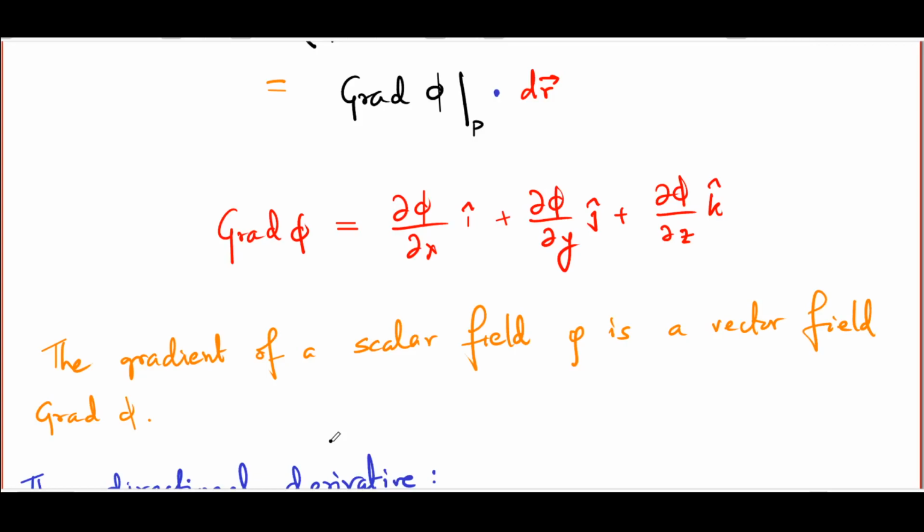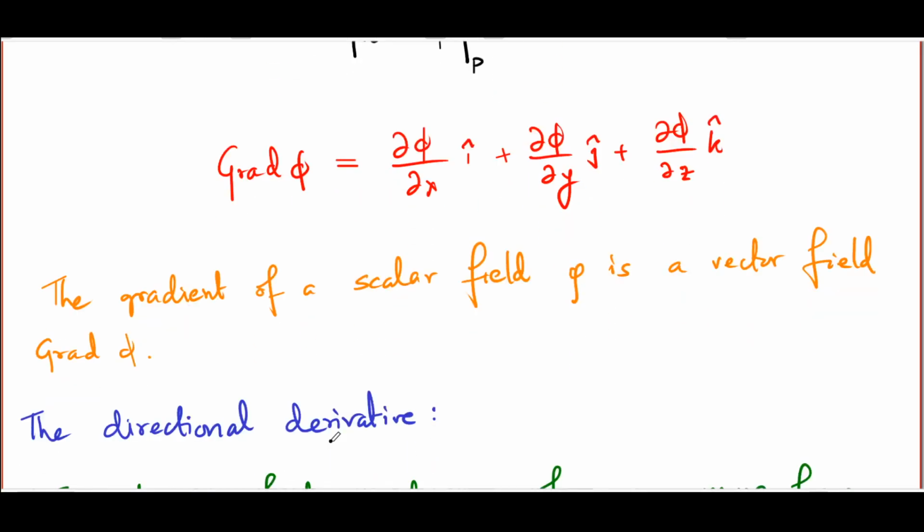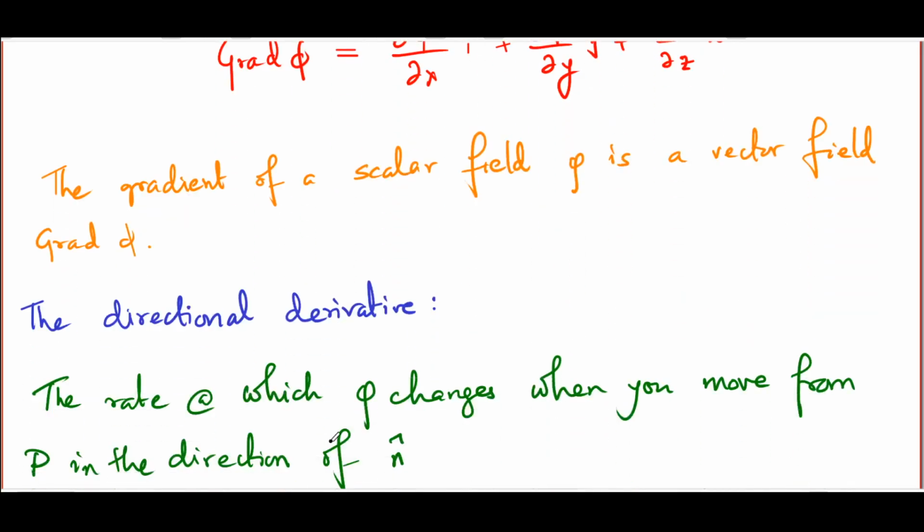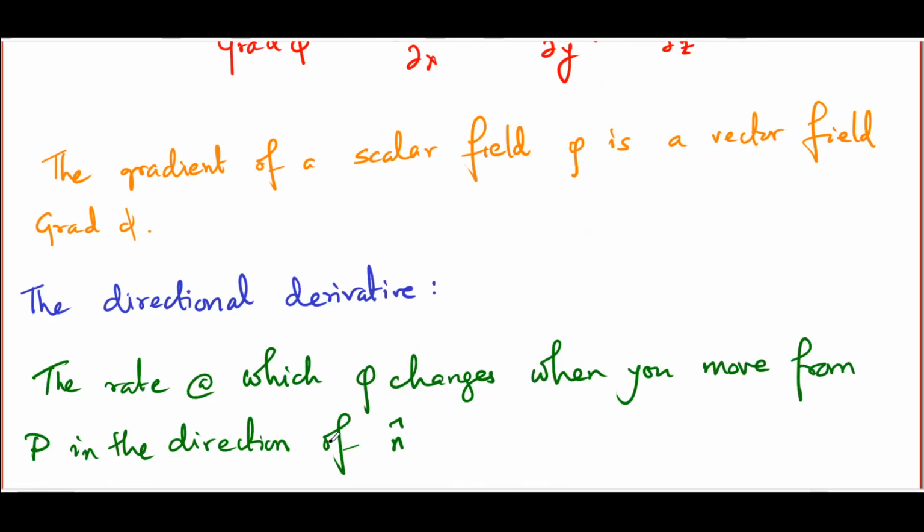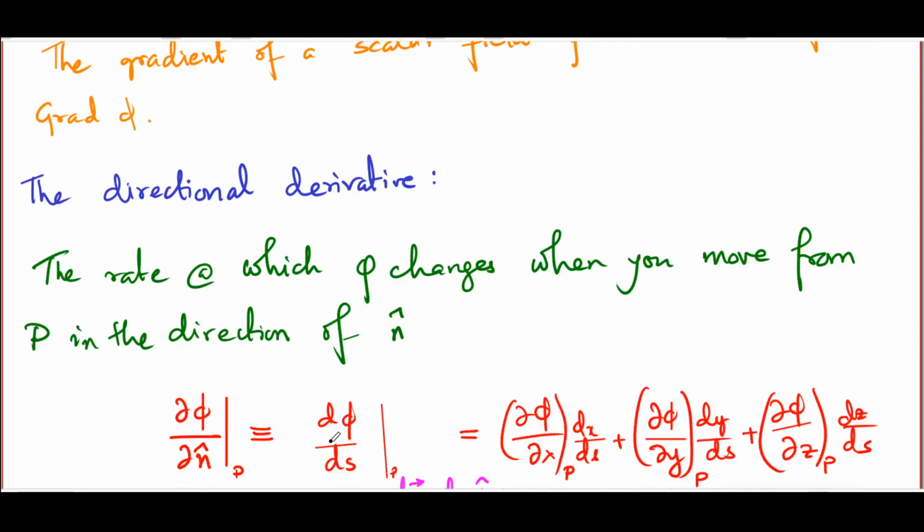Now one very important notion connected to this is that of the directional derivative, which is nothing but the rate at which the function phi changes when you move away from the point P in the direction of a particular unit vector n hat. And the way we write this is del phi del n hat. This vector in the denominator, so to speak, of this expression is simply a reminder that we are calculating a directional derivative in a direction of n hat.